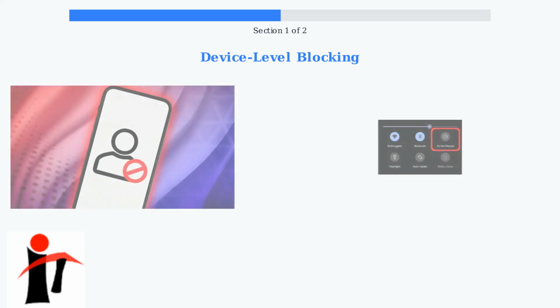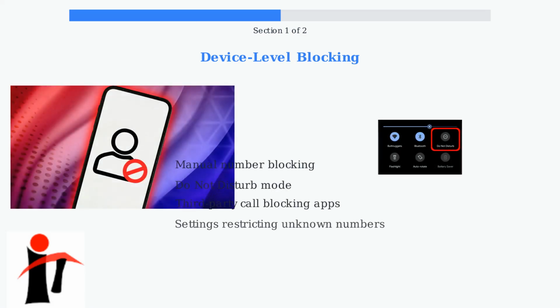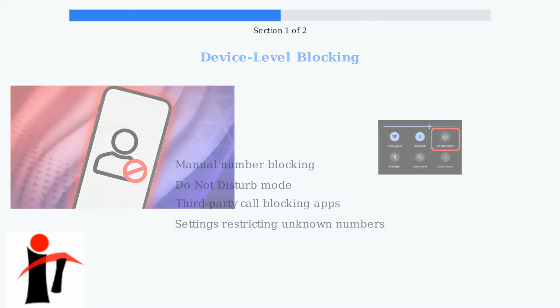Device-level blocking occurs directly on the recipient's phone. This includes manual blocking of specific numbers, do not disturb mode being activated, third-party call blocking applications, or phone settings that restrict calls from unknown numbers. These are user-controlled settings that can prevent legitimate calls from connecting.